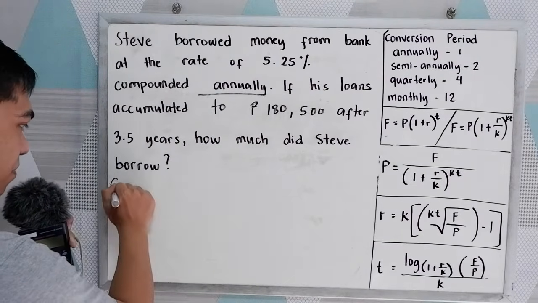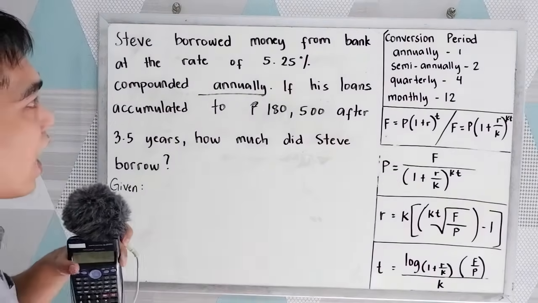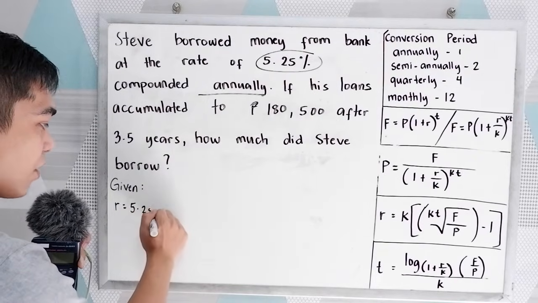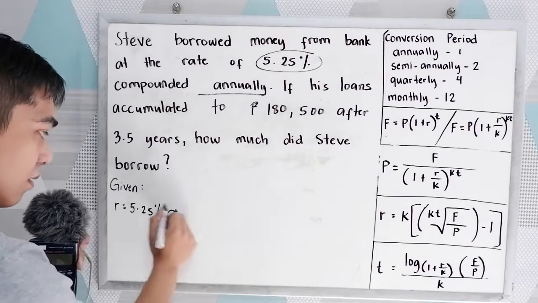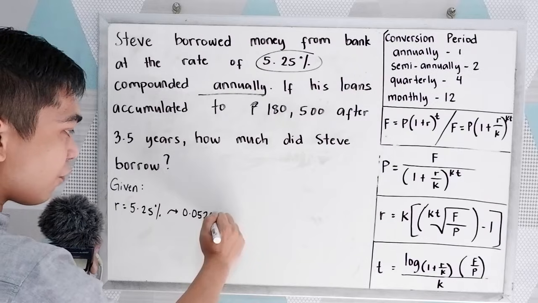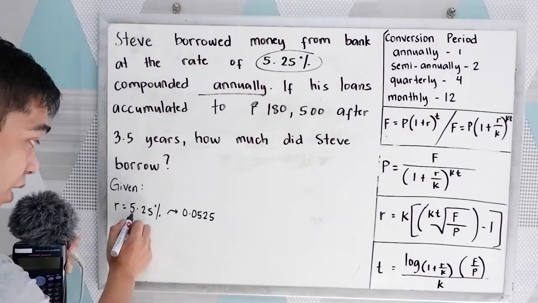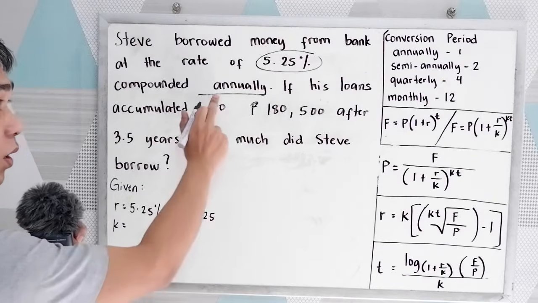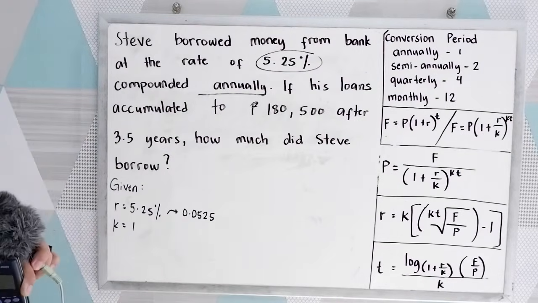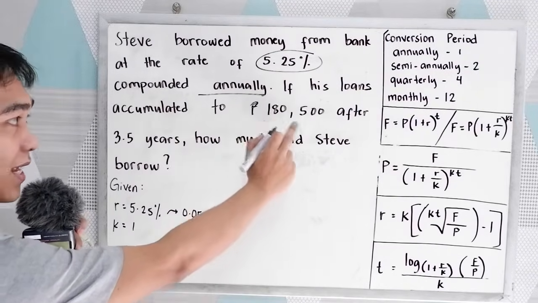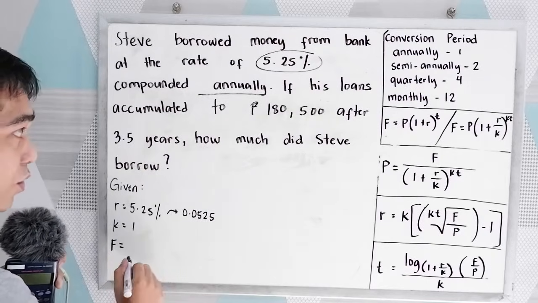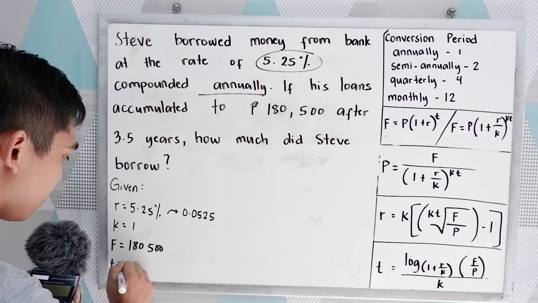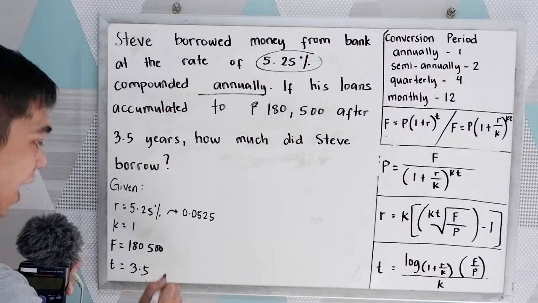So write all the given. We have first the rate, the R, 5.25%, that is 0.0525. Let's move twice to the left. And compounded annually, that is our K. Annually, so 1. The accumulated loan is 180,500, so that would be our future value, or F, 180,500 pesos. And our time, 3.5 years, so 3.5.